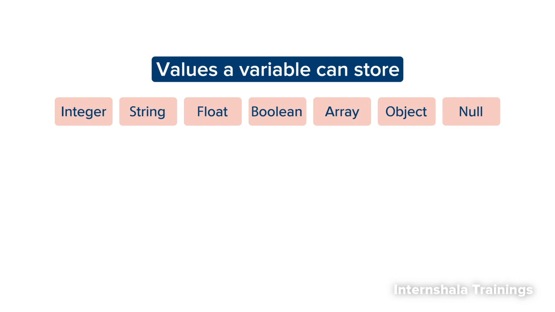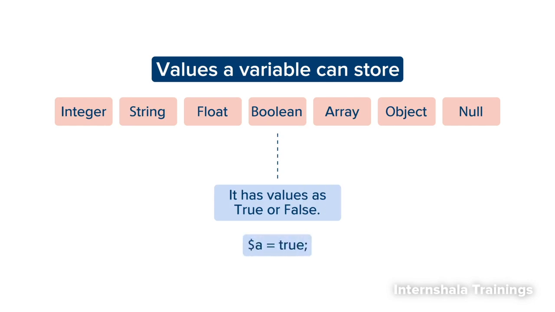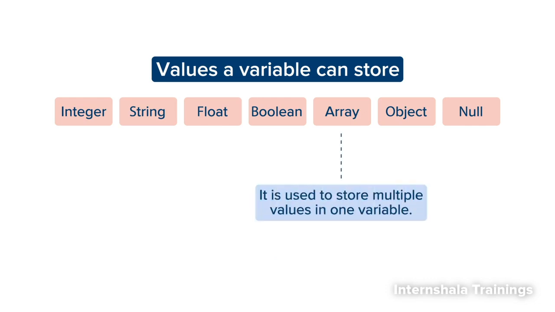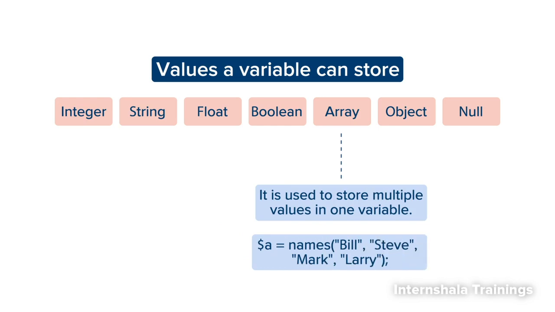Then we can have a Boolean value which can either be true or false. For example, is Delhi the capital of India? Its answer will be a Boolean value that can only be true or false. Next, we have an array which is used to store multiple values of the same data type in one variable. Example, here we have the name of the array as names, which has the values Bill, Steve, Mark and Larry.